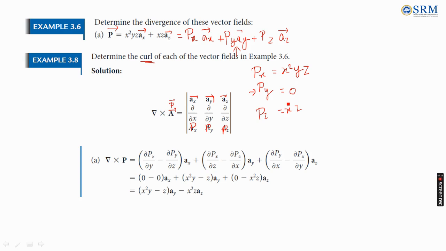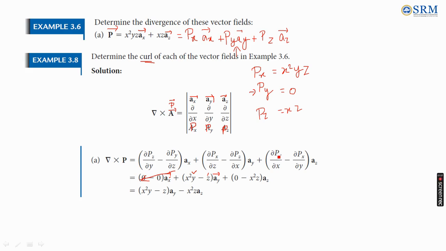What will be my answer? There is no y term, so it turns out to be 0. Whereas in Py already it is 0, so I can fill 0 itself into the ax cap term. So this term gets cancelled. Okay, whereas Px partially differentiated with respect to z means only the x square y term will come. Then Pz differentiated by dx means I will get only the z term. So this is the term we got here, and we have to multiply with ay cap.